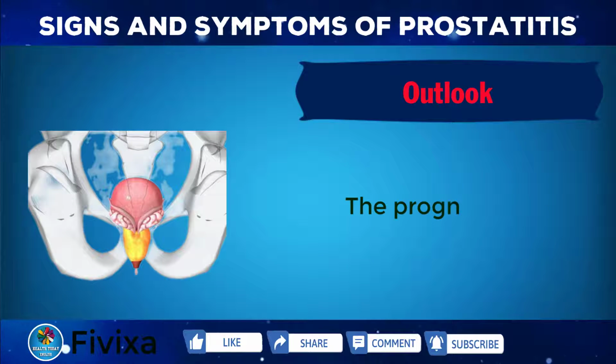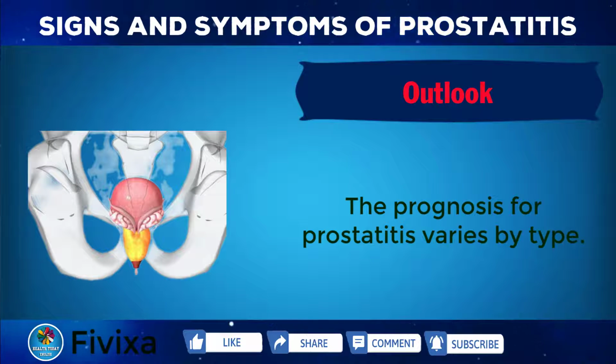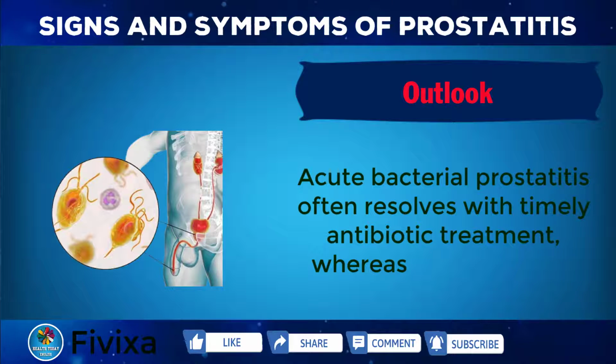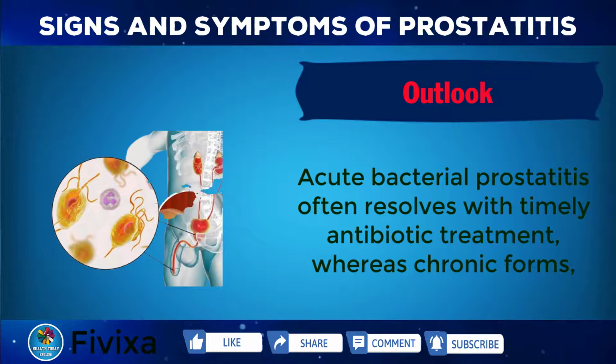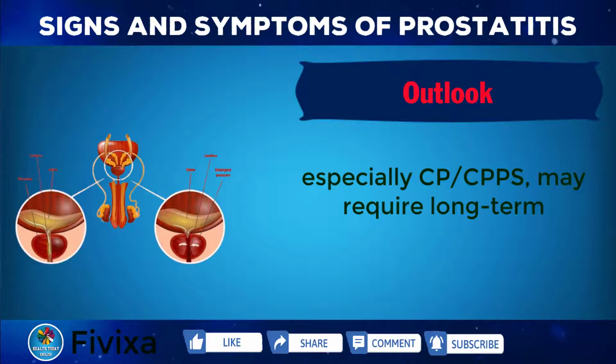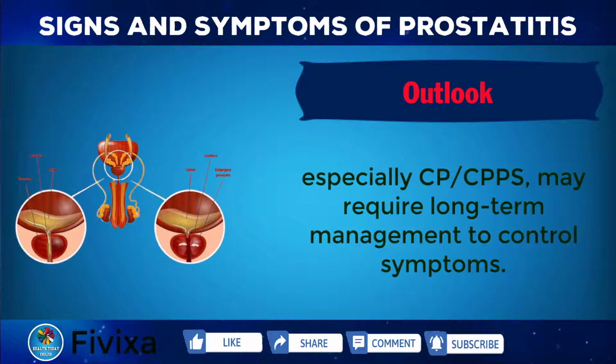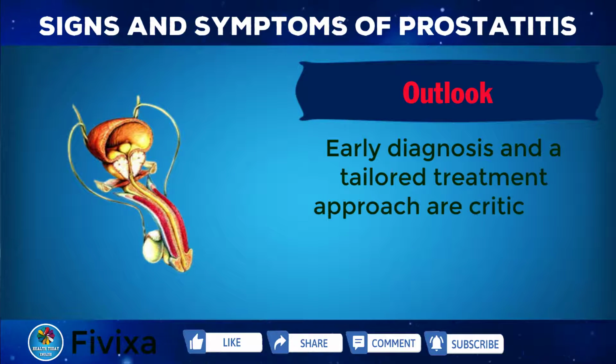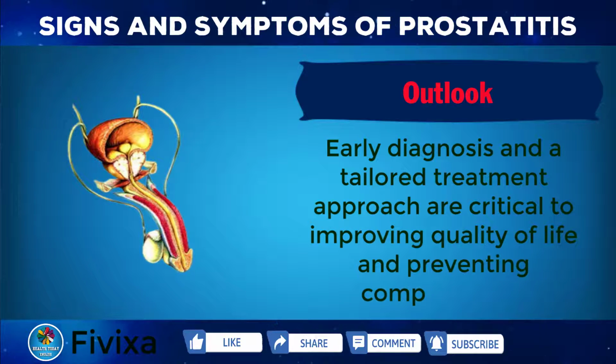Outlook. The prognosis for prostatitis varies by type. Acute bacterial prostatitis often resolves with timely antibiotic treatment, whereas chronic forms, especially CPPS, may require long-term management to control symptoms. Early diagnosis and a tailored treatment approach are critical to improving quality of life and preventing complications.